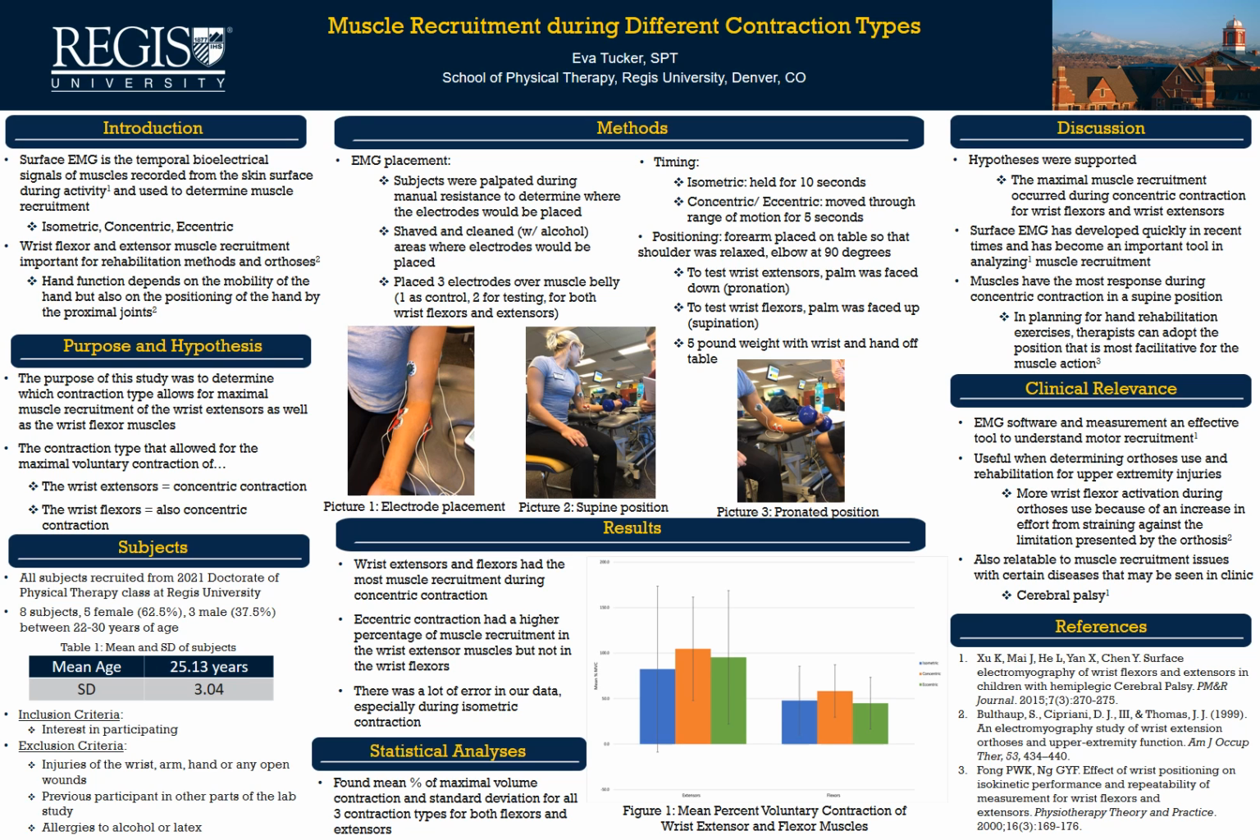I hypothesized that the contraction type that allowed for maximal volume contraction would be the concentric contraction for both the wrist extensors and the wrist flexors.